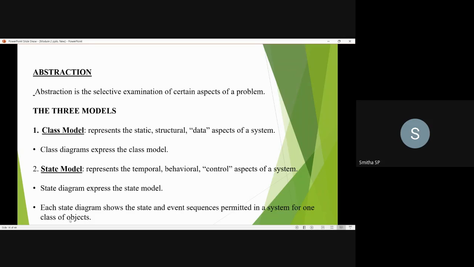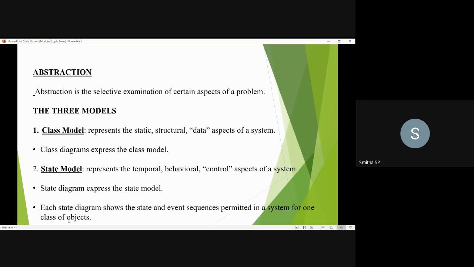The state model represents the temporal, behavioral, control aspects of a system. Here, the state model describes the aspects of an object that are concerned with time and the sequence of operations. State models are expressed by the state diagrams. Each state diagram shows the states and the event sequences permitted in a system for one class of objects. In the state diagram, actions and events are the operations on objects in the class model.